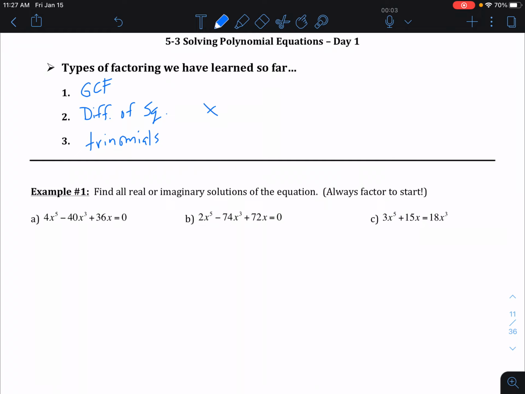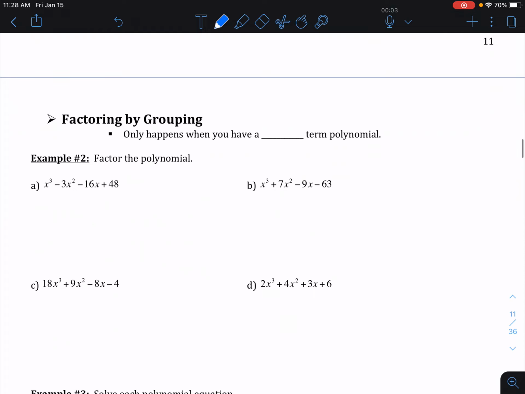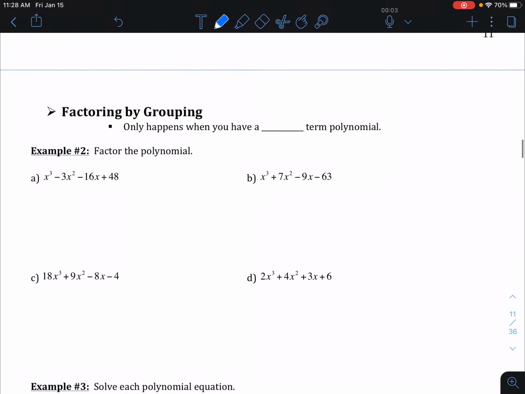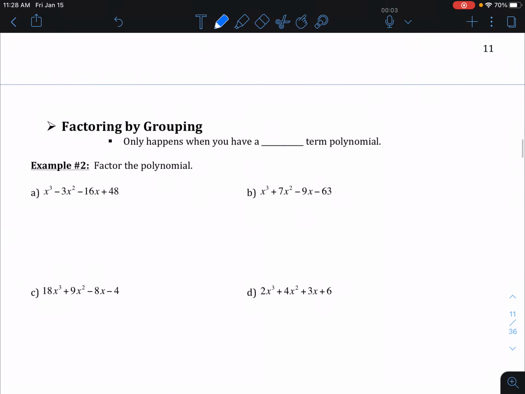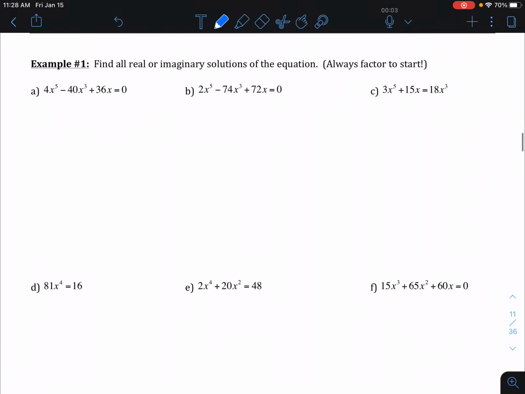That's like when you have, say, x squared minus 25. And then trinomials, both the easy when a is an invisible 1 and hard trinomials when a is not equal to 1. When we get to example 2 on the next page, we're going to do a new way of factoring. It's factoring by grouping when you have a 4-term polynomial. But anyway, let's go back to example 1.